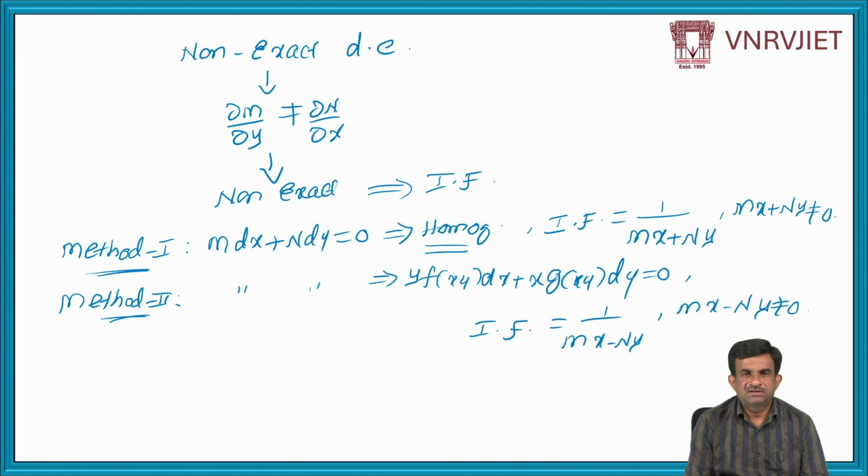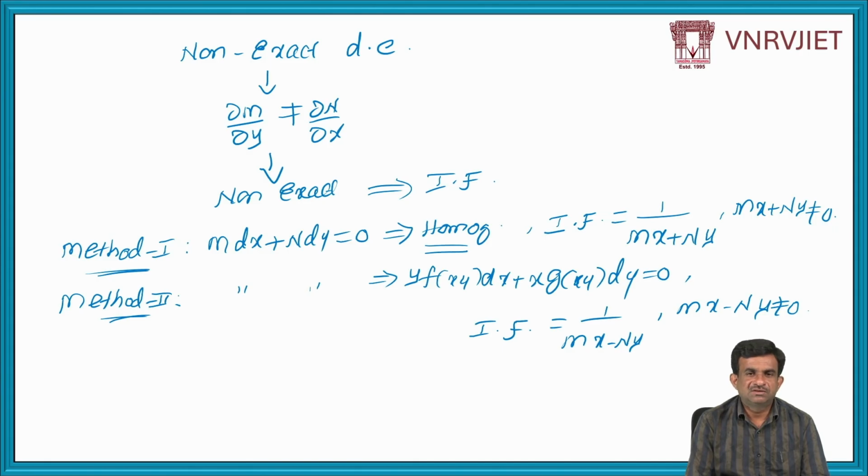Then if the differential equation is non-exact, that is, dou m by dou y not equal to dou n by dou x, then we need to calculate the integrating factor. There are many methods to find the integrating factor. Method 1 tells that whenever the differential equation is non-exact and homogeneous, the integrating factor is 1 by (mx plus ny), provided mx plus ny is not equal to 0. Method 2 tells that if the differential equation is non-exact and in the standard form y into f(xy) dx plus x into some other function of xy dy equal to 0, then the integrating factor is 1 by (mx minus ny), where mx minus ny is not equal to 0.